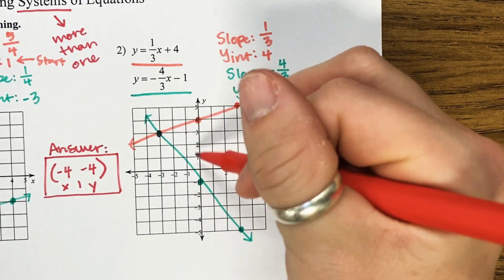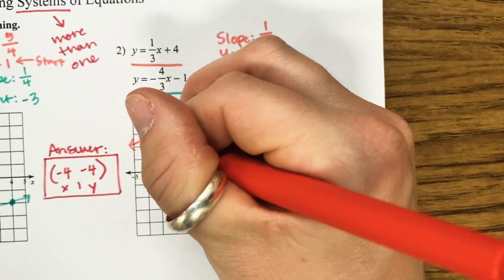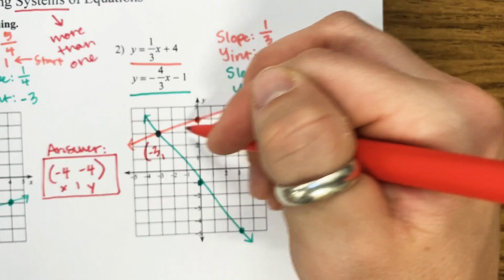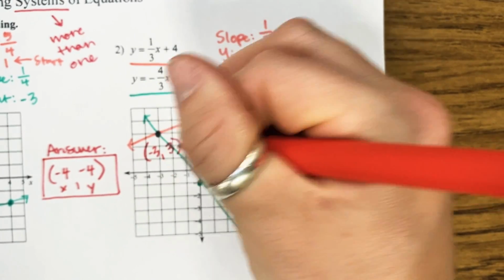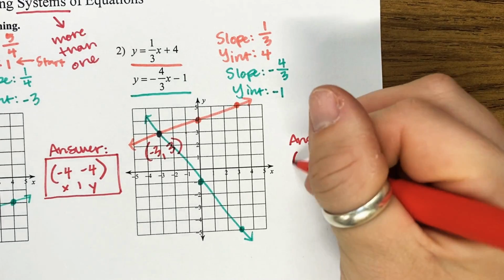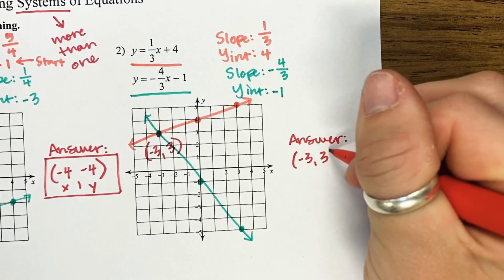Okay, so let's identify this coordinate point. It lines up with -3 on our x-axis. Remember, x always comes first, and goes up to +3 on our y-axis. So our answer is parentheses -3, comma 3.